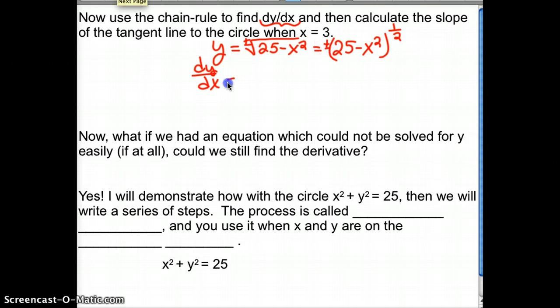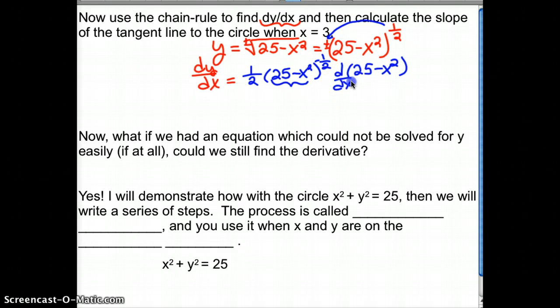So when I find the derivative, I'm going to use my chain rule, which says take the derivative of the outermost function with respect to x. So it would be 1/2 of 25 minus x squared, drop it down 1. And then don't forget, we also have to take the derivative of the inside function. And technically, we would write it the derivative of 25 minus x squared with respect to x. And I know you guys have been doing that part in your head, and that's just fine. And the derivative of that is negative 2x.